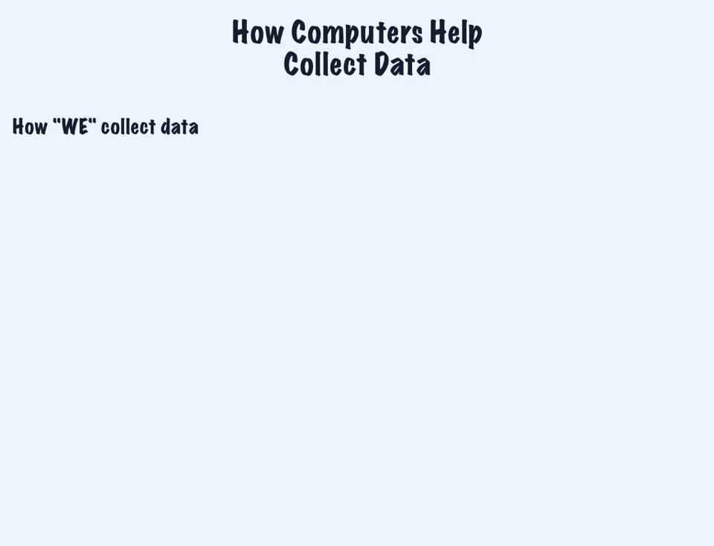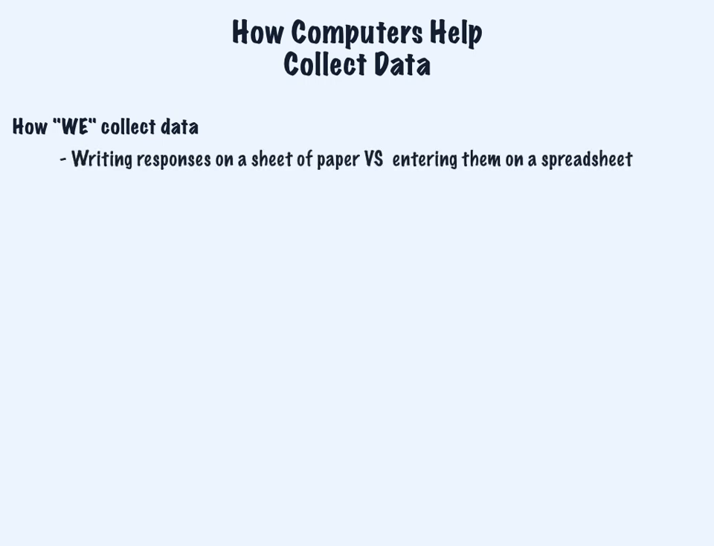For example, suppose we wanted to conduct a survey. In the absence of a computer, we would probably have our users write their responses on a sheet of paper. Whereas with a computer, we would have them enter it on a spreadsheet. Which approach would you rather do? Which approach do you think would be faster? Obviously, entering them on a spreadsheet.